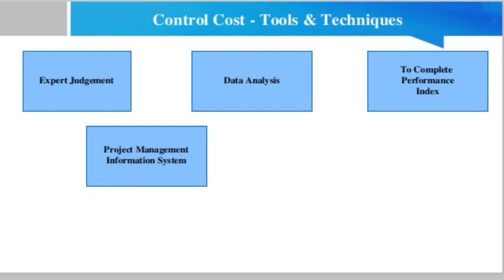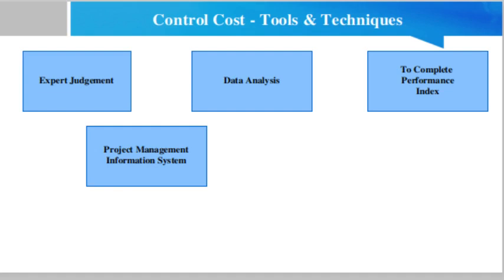Data analysis techniques that can be used to control cost. Then the to complete performance index. The to complete performance index, TCPI, is a measure of the cost performance that is required to be achieved with the remaining resources in order to meet a specified management goal, expressed as the ratio of the cost to finish the outstanding work to the remaining budget.